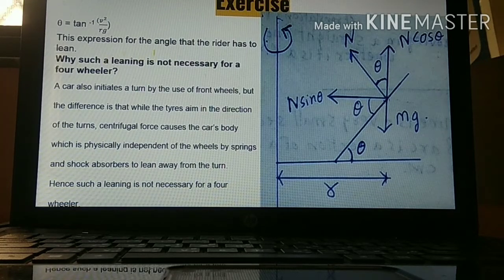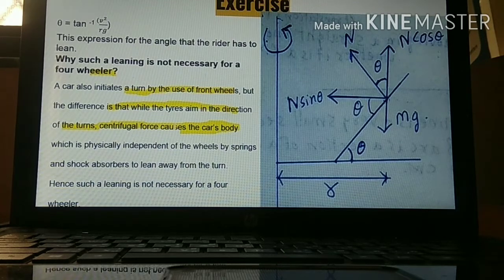Why is such a leaning not necessary for a four-wheeler? You might have seen two-wheelers leaning in a certain direction, but four-wheelers never lean. Why is that so? We will see. A car also initiates a turn by the use of the front wheels. You might have seen that a car has front wheels which move according to the direction he has to move. But the difference is that while the tire aims in the direction of the turn, centrifugal force causes the car's body. What is applicable over here?